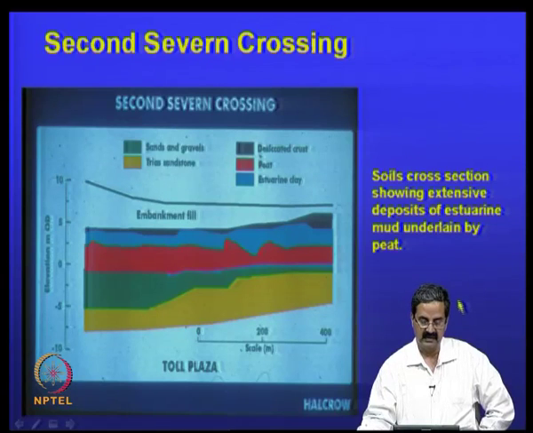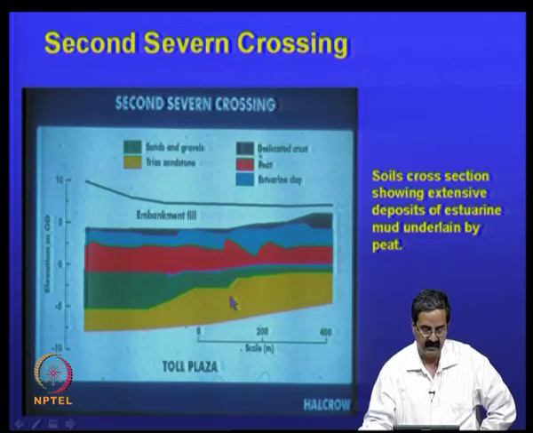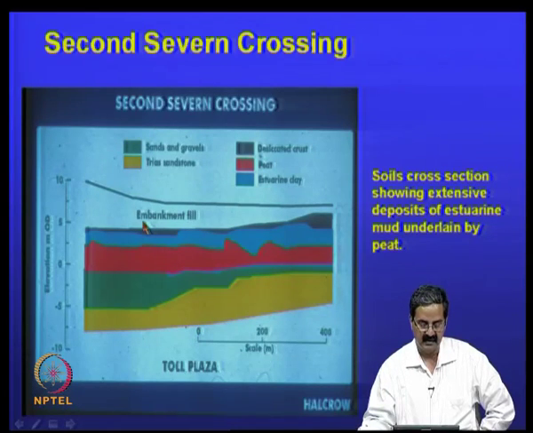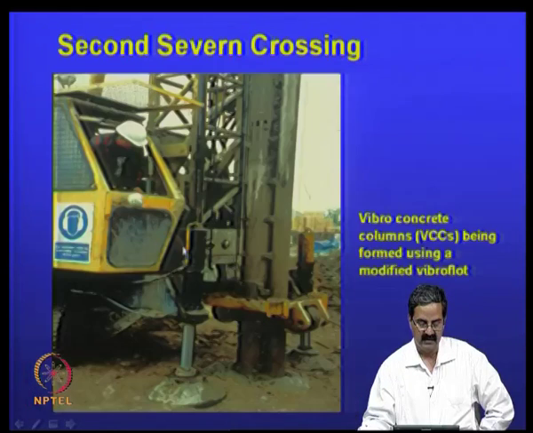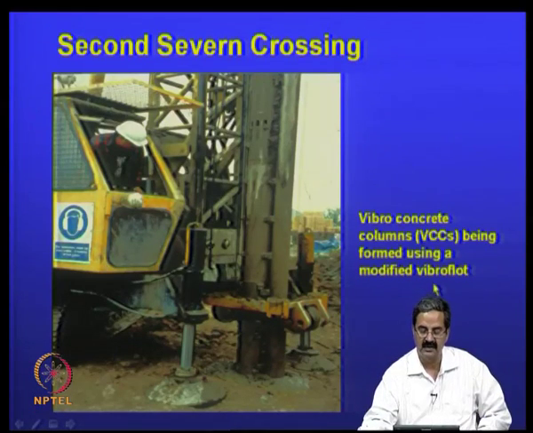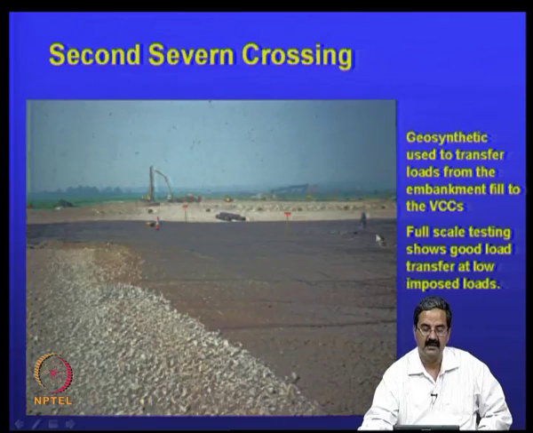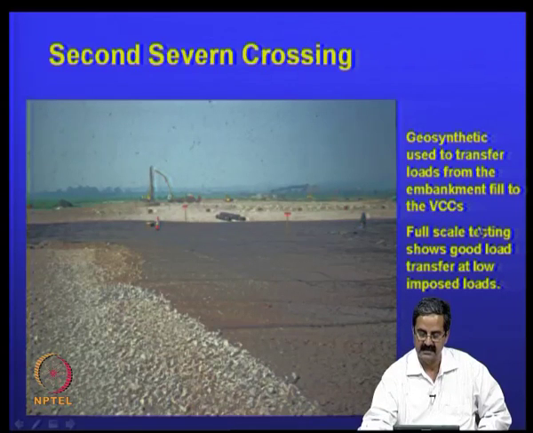The other one was another crossing where there are extensive deposits of mud material here, with some sandstone, sands and gravels, and embankment fill. You have lots of desiccated crust here. They used a sort of stone columns, and to transfer the load, exactly what they did was this: we have seen how to design stone columns, but if you are able to place a geogrid at the top like this, it can help in load transfer. In fact, the load from the embankment to the stone columns could be less.